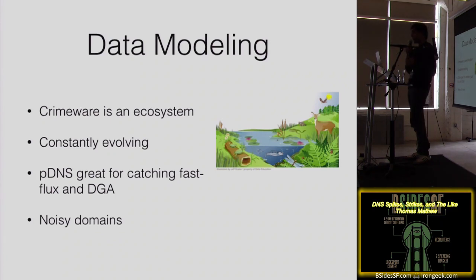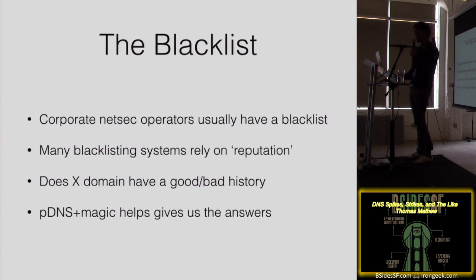And fast flux domains are constantly changing their name servers or their domain to IP mappings. So the community has created a set of techniques to really easily use passive DNS to capture these types of threats. As a result, if you're a network security operator at any large corporation, you have a blacklist, which is many times fed by using and mining data from the passive DNS.